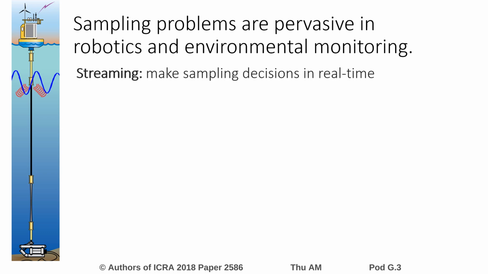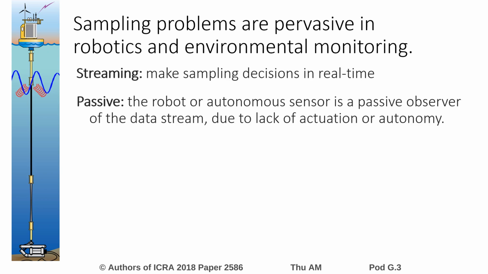Firstly, we consider streaming sampling problems, where a robot or autonomous sensor has to make sampling decisions in real time. Secondly, we assume that the robot or autonomous sensor is a passive observer of the data stream, either due to a lack of actuation in the case of a static sensing node, or in the case of a mobile robot because the robot is constrained to follow some preset trajectory.